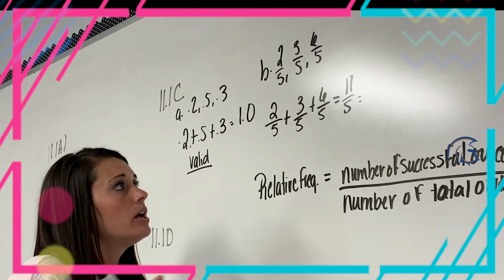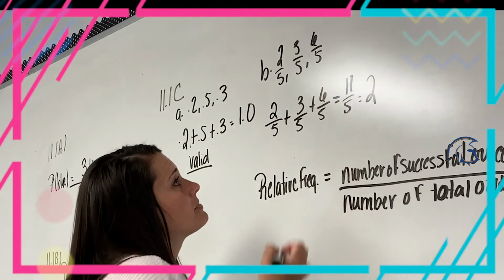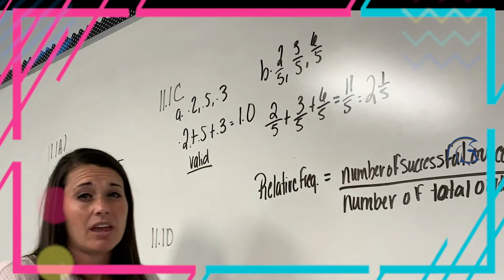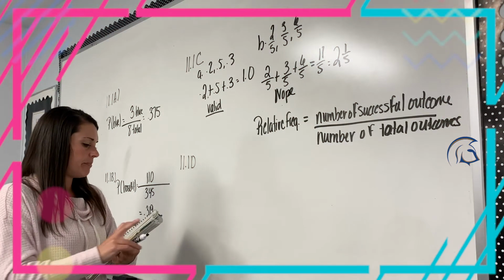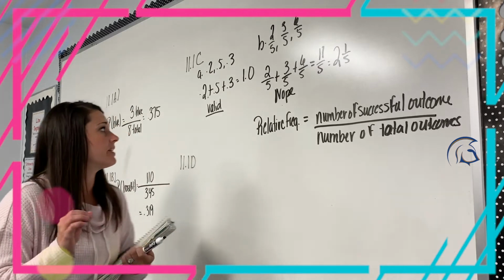So you're going to have to divide this to see whether it's in between 1 and 0, okay? And we know that it's not going to be because 5 goes into 11 2 times, and then you'll have 1 left over. So 2 and 1/5. So this is not valid. Nope.